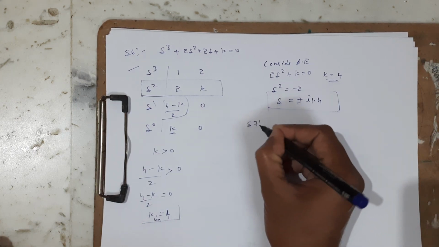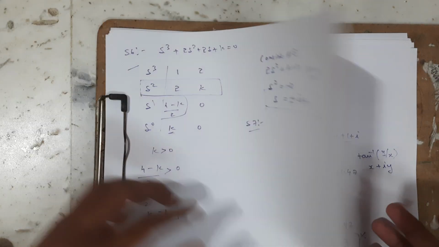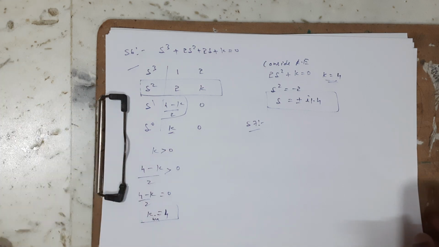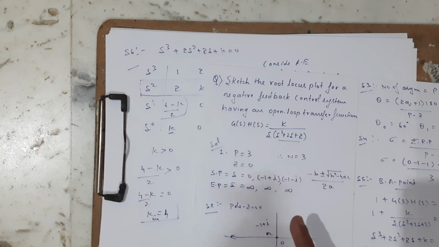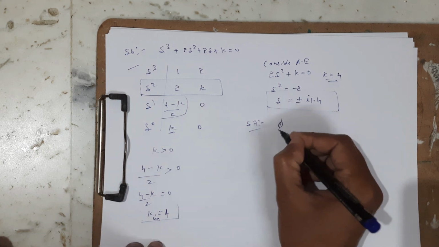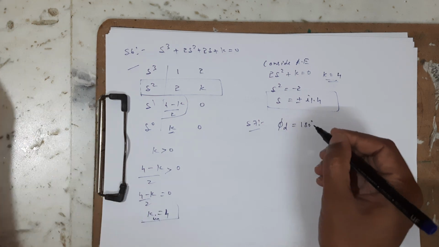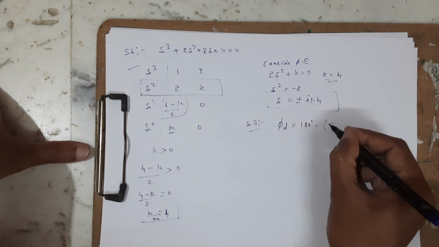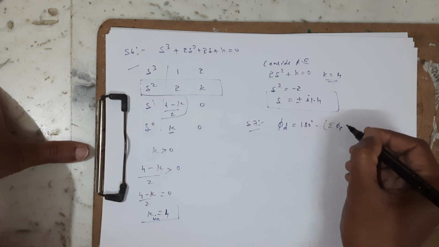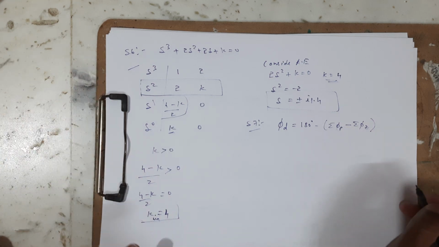Okay, next, what is step number 7? To find out the angle of departure. Why is it angle of departure? We have a complex pole, right? So we have a complex pole, therefore we need to find out the angle of departure. So what is the formula to find out the angle of departure? Phi d is equal to 180 degree minus summation of poles minus summation of zeros.